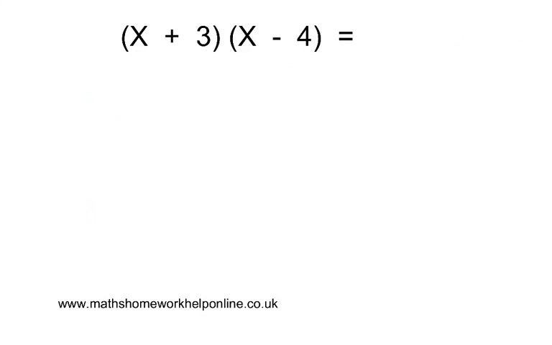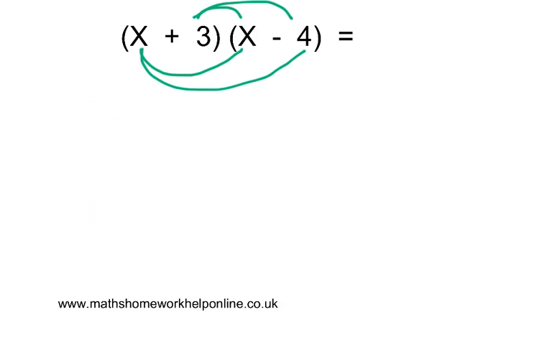Okay, the last thing we're going to look at is expanding or multiplying out double brackets. There are lots of different ways to do this, but I'm going to show you two methods which I think are the easiest. The main idea is that you want to multiply everything inside this bracket, so the x times everything in the other brackets, and then we want to multiply the 3 by everything in the other brackets as well.